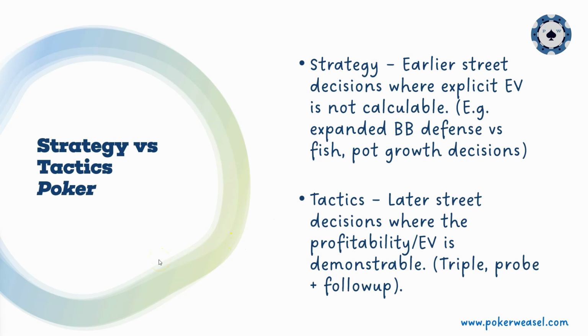So hopefully we understand the difference between strategy and tactics. Strategy covers earlier street decisions, where EV is not necessarily known, but we can use logic and intuition to maneuver ourselves into profitable later street scenarios. This is where we enter the realm of tactics. Here we can actually make projections regarding the EV of certain lines, and we can select the line that we think generates the highest EV, or mix across tactics we assume generate similar EV based on our calculation.